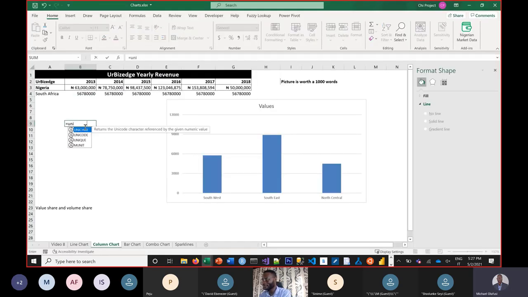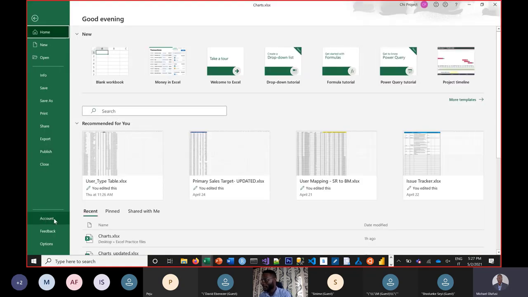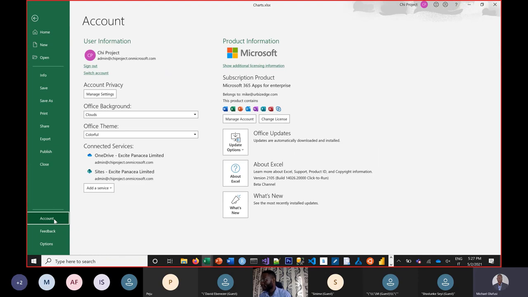If I type the formula and I don't see it, then I know I'm not on a version that has it. But just to show you the versions that normally have it, if I go to File and go to Account, you can see my screen is showing Microsoft 365. Even if yours shows Office 365, as long as there's 365 in the name, then you will have it, or you are supposed to have it.